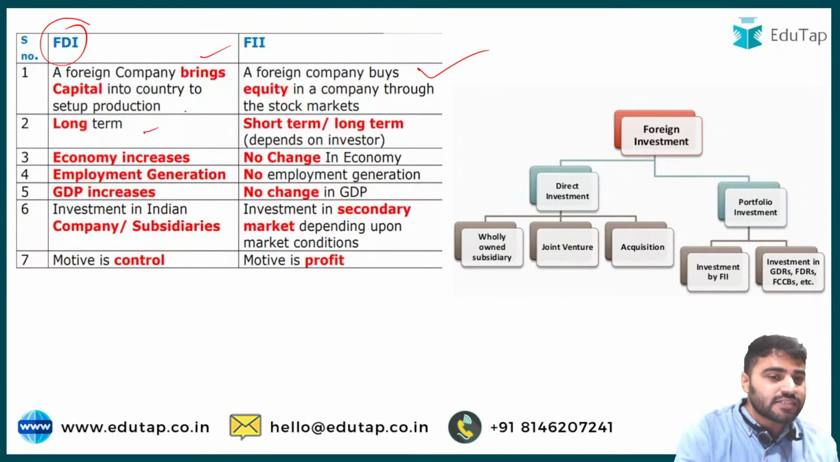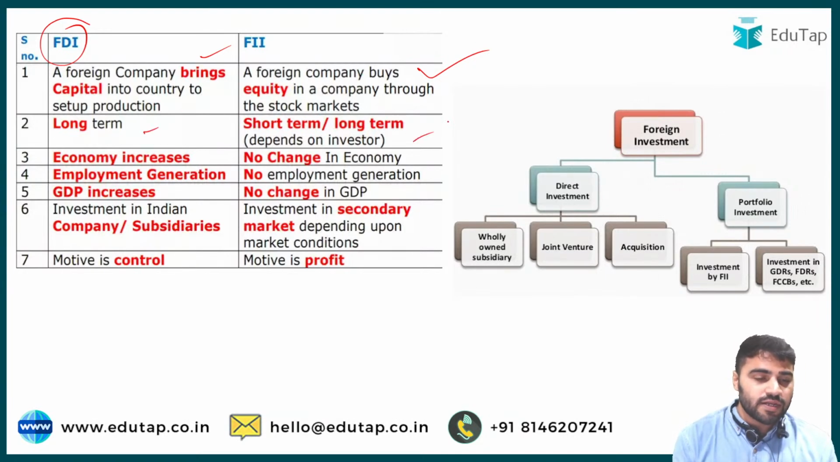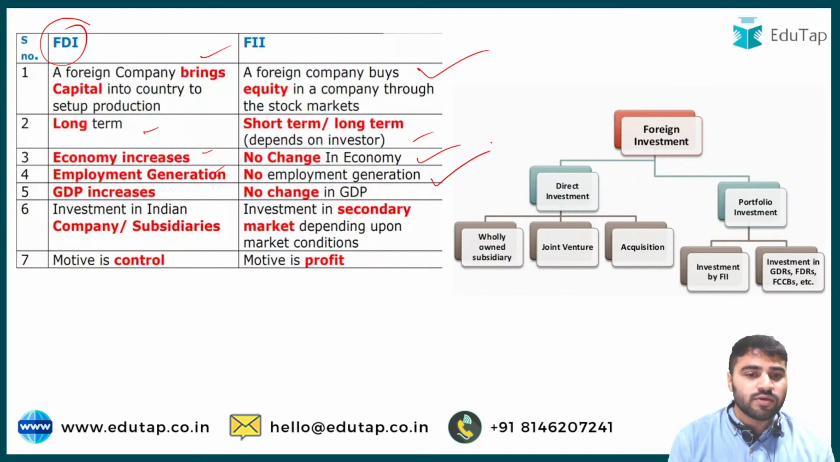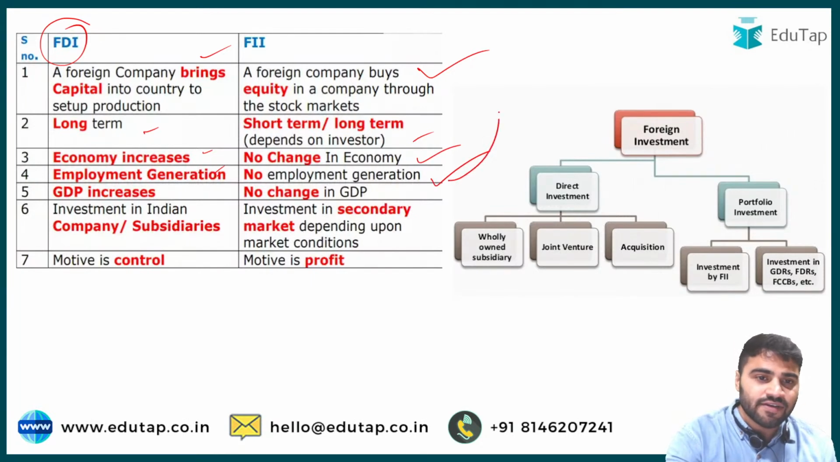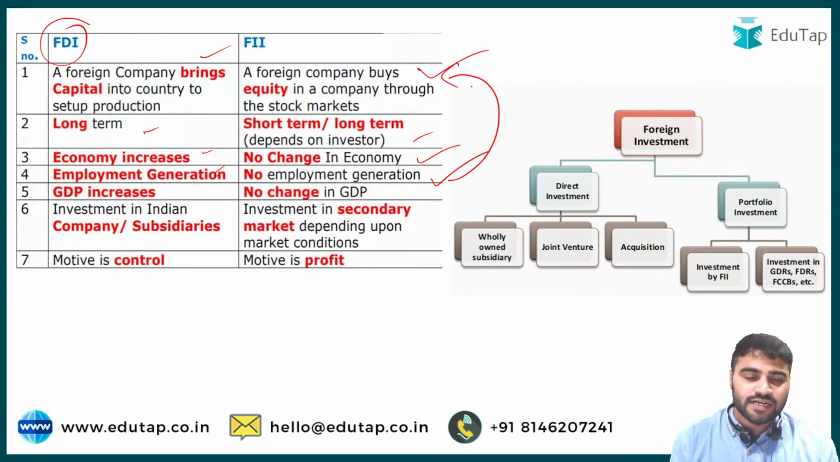So basically FDI is a long term, FII is a short term phenomenon. Here in case of FDI, the economy increases; here, no change in the economy. Here, employment generation, because investment is made directly by the foreign company, so employment definitely increases. In the case of FII, no employment is generated, because they invest their money in the stock market only, right? So there is no generation of employment. GDP increases in the case of FDI; in the case of FII, no change in GDP.